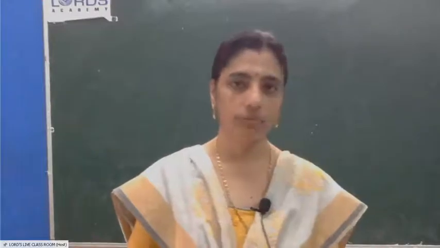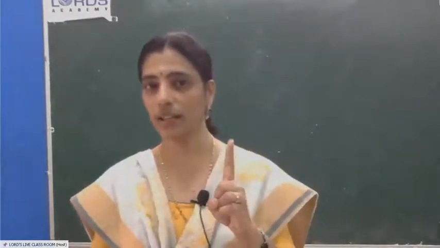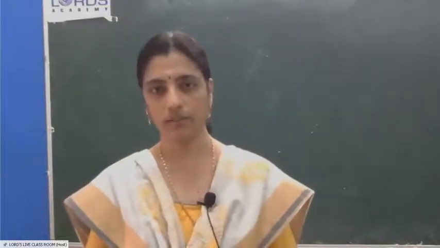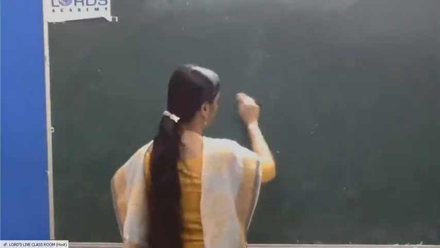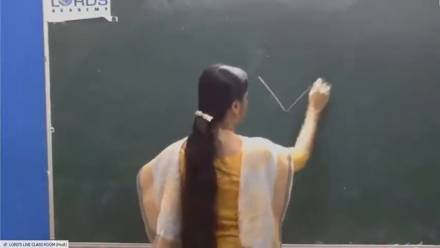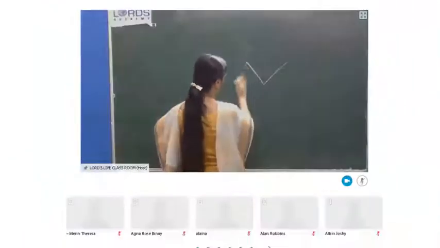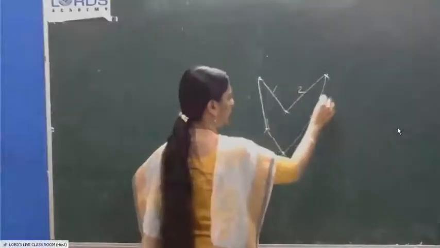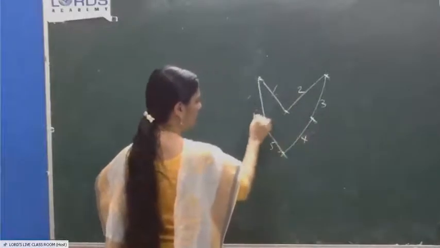And today morning, first I told I will discuss one question from reflection. That is about the arrowhead, and the shape was like this. So 1, 2, 3, 4, 5, 6 vertices are there. How many sides? 1, 2, 3, 4, 5, 6.